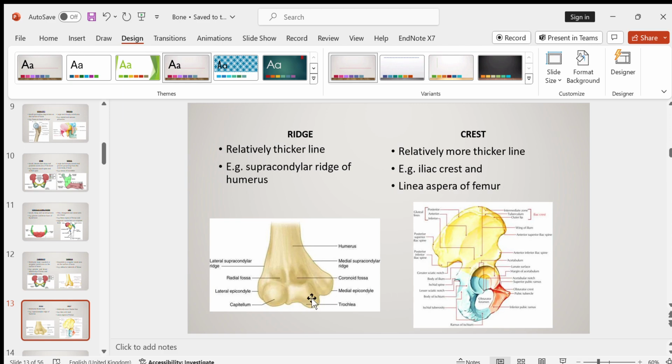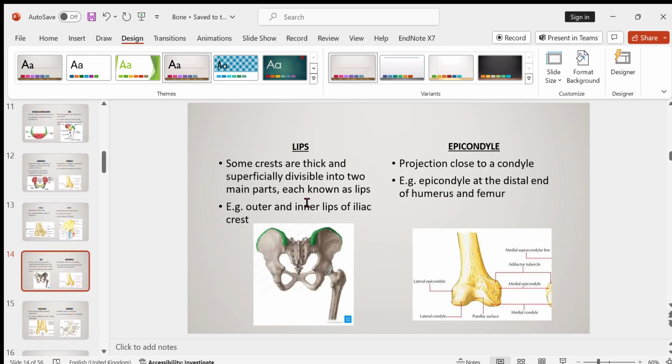This is the medial epicondyle of the humerus, and this is the lateral epicondyle of the humerus, and the condyle continues upwards as the supracondylar ridge. Now, crest is a relatively thicker line. For example, this is the iliac crest of the hip bone. Lips are demarcating structures of a crest. For example, this is the iliac crest. It has an outer lip and an inner lip.